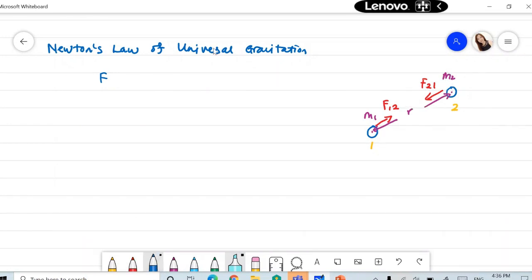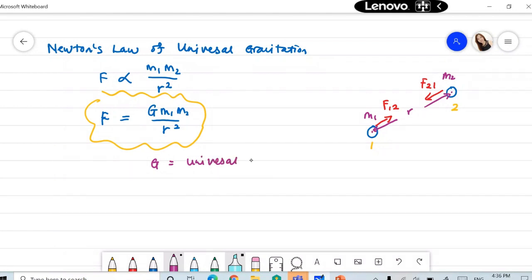According to the law, the magnitude of the force is directly proportional to the product of mass 1 and mass 2, and inversely proportional to the square of the distance between these two objects. If I convert the proportional sign to an equal sign, you get G m1 m2 divided by r squared, where G is a constant called the universal gravitational constant, which has the value of 6.67 times 10 to the power of negative 11 newton meter squared per kilogram squared. So according to Newton's law of universal gravitation, the magnitude of the force is directly proportional to the product of m1 and m2, and inversely proportional to the square of the distance between these two objects.